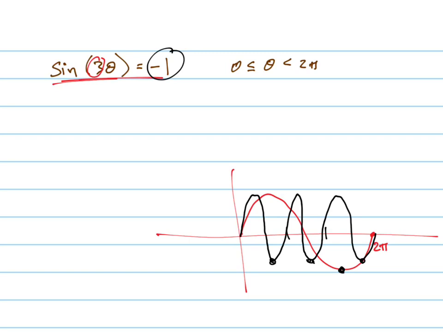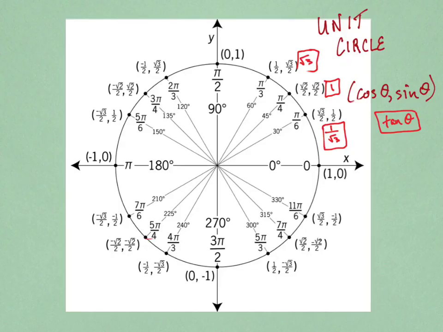What I like to do is let u equal 3 theta. What's the sine of u equal to? What are the solutions for that for u? If the sine equals -1, it's right here on my picture. This is 3 pi over 2, right? The sine is -1. That's your y coordinate. Your sine is your y coordinate on your unit circle. So 3 pi over 2, right?